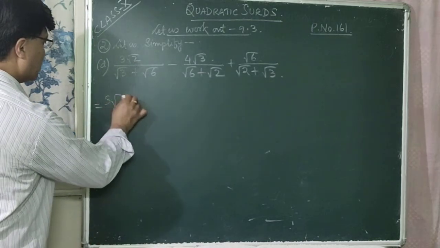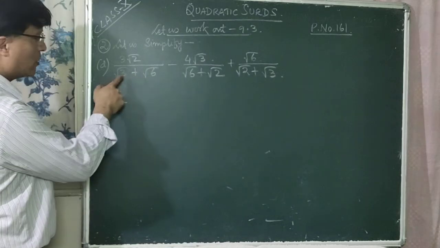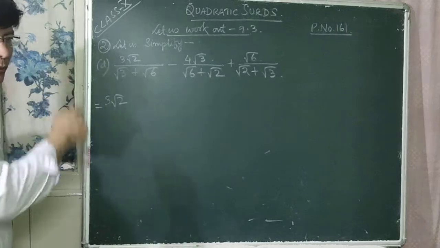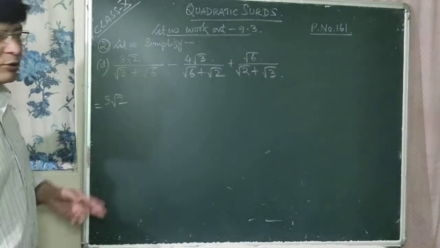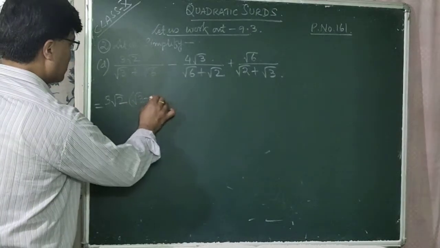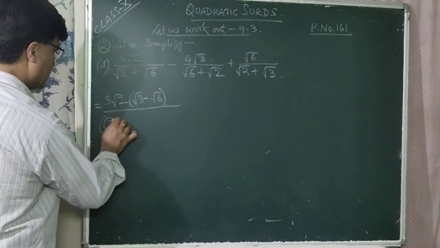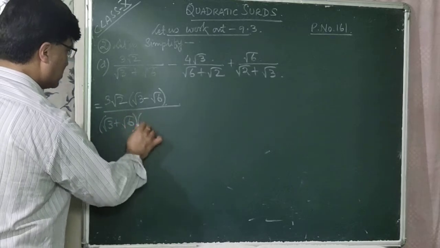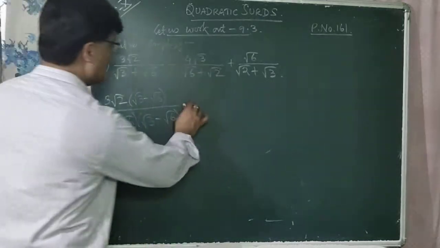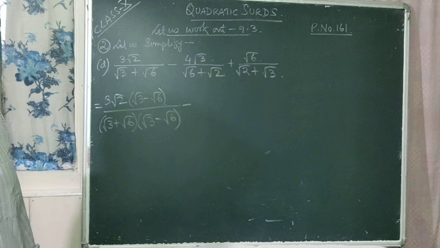So it's equal to 3 root 2. By which factor will you multiply this denominator? Root 3 with the opposite sign, root 3 minus root 6. That means you have to multiply both numerator and denominator by root 3 minus root 6. It is root 3 minus root 6 divided by root 3 plus root 6 into root 3 minus root 6. Is that clear?